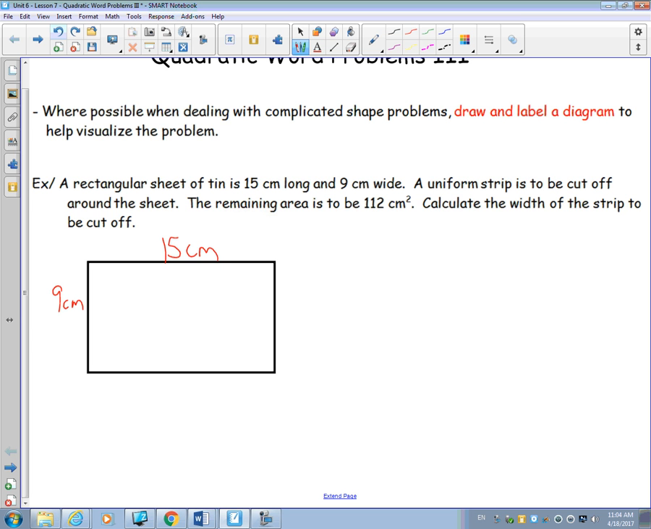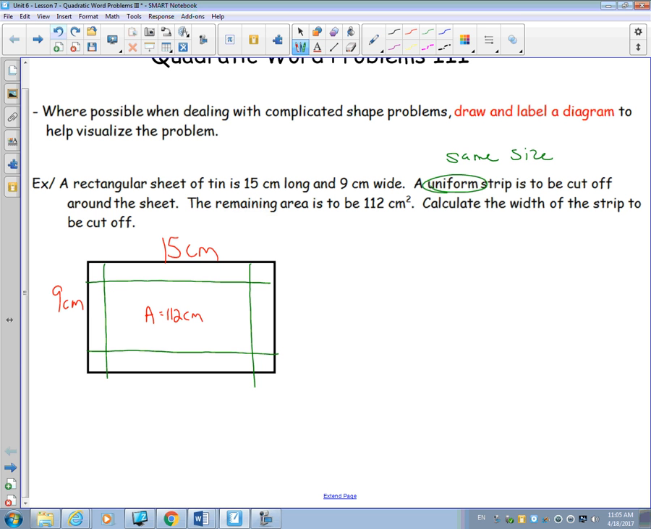A uniform strip. Now that's a key word. The word uniform means the same size. And what we're going to do is cut the uniform strip off around the sheet. So we're going to cut off a piece from this side, and a piece from this side, and a piece from this side, and a piece from this side. And it's all going to be the same width. Okay. And the remaining area is to be 112 centimeters. So we know the part that's left over, this part in here, is 112 centimeters.